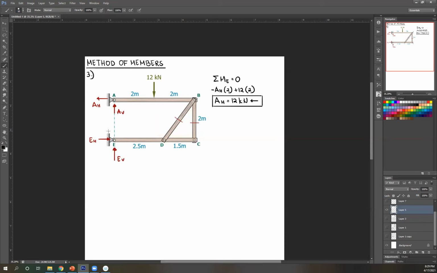Since now I know AH, if I use summation of forces horizontal equals 0, okay? AH to the left, therefore negative AH. EH to the right, therefore positive EH. There's no other horizontal force, so equals 0, therefore EH equals 12. Positive, therefore correct assumption, it's to the right.